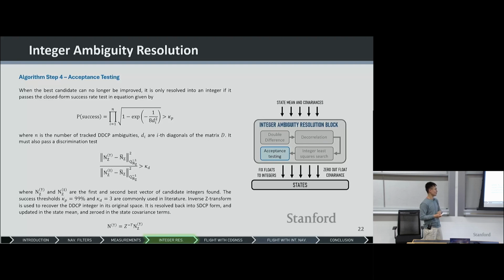And also something called a discrimination test. I have to admit, I'm not particularly well versed with the intuition of the discrimination test, but my best understanding is that you want to be able to see variability in your two best integer candidates. So it's kind of like a check where if your two best integer candidates are too far apart, that means something is wrong. At the same time, if it's too close, or if they are the exact same candidates, then something went wrong in your algorithm as well. That's my best understanding of what the discrimination test is.